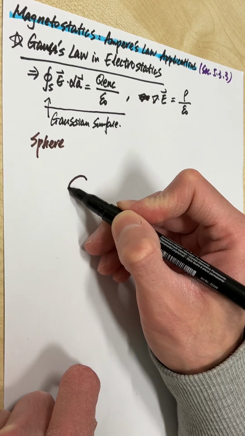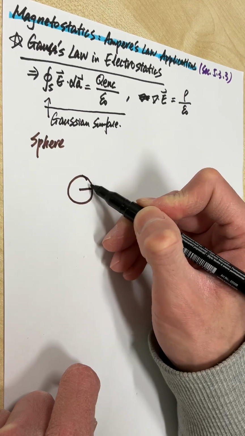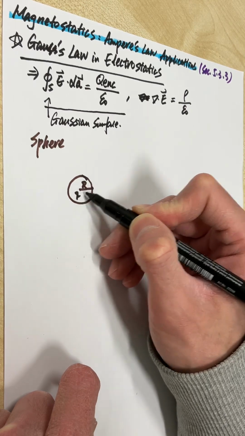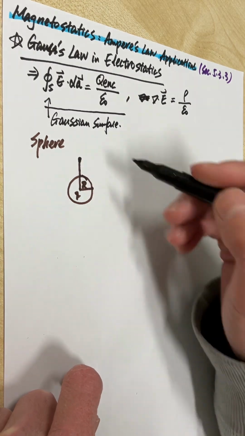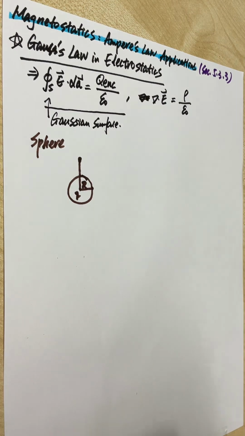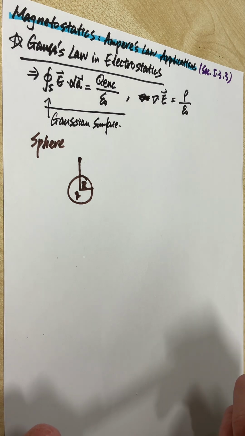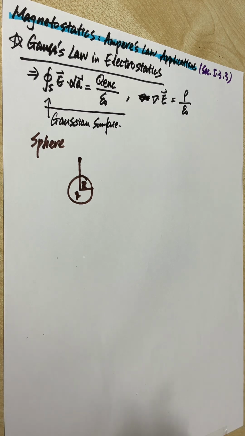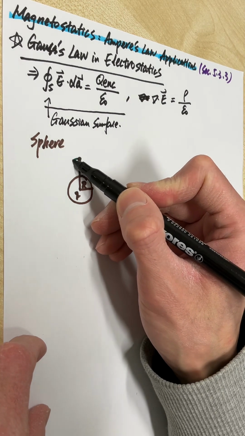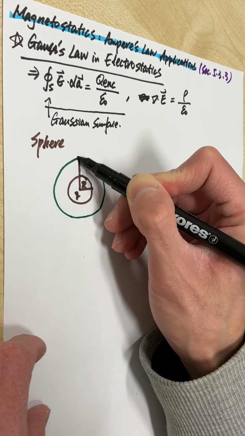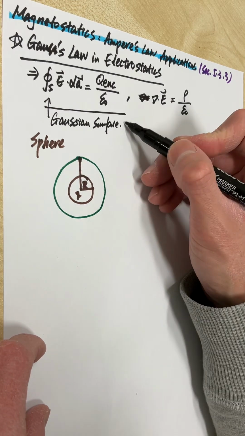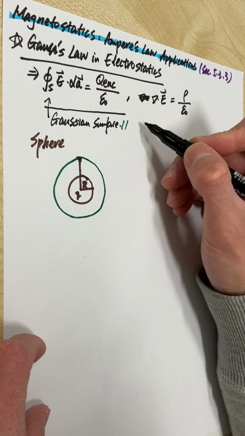So we have a uniformly charged sphere. Its radius is r, total charge is Q. So what is the electric field at any point outside of the sphere? The first step, the most important step, is to find the Gaussian surface. So where is the Gaussian surface? The Gaussian surface should be parallel to the surface of the uniformly charged material.